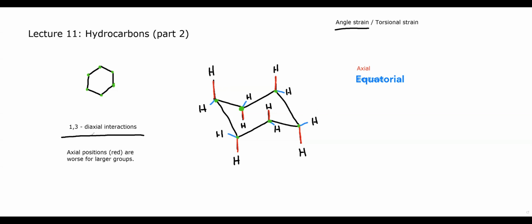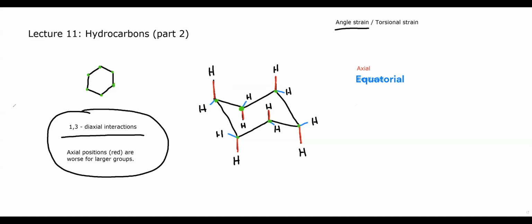So that's the big consideration for ring systems, 1,3 diaxial interactions, which simply means that large functional groups, methyl groups, anything bigger than a hydrogen does not want to be axial. And generally speaking, the larger the group, the less it wants to be axial, okay? So keep that in mind as we move forward.